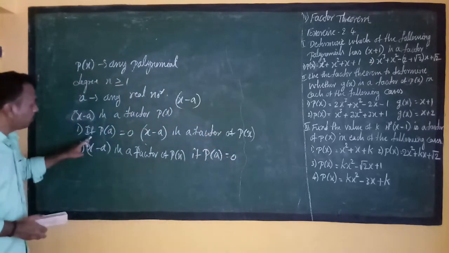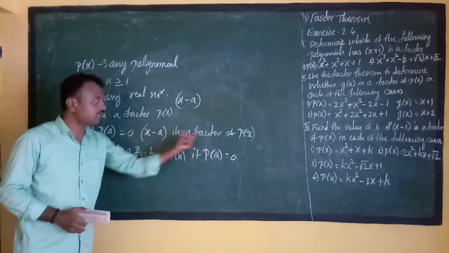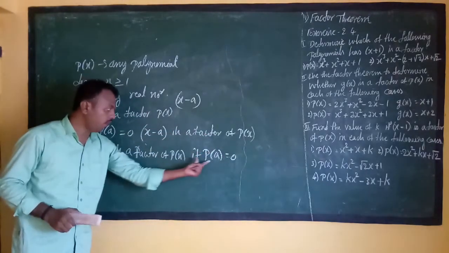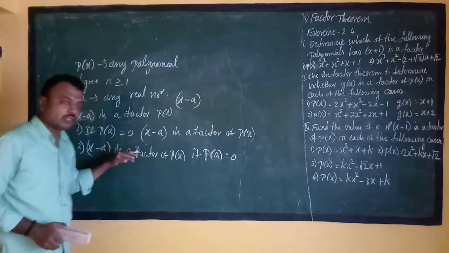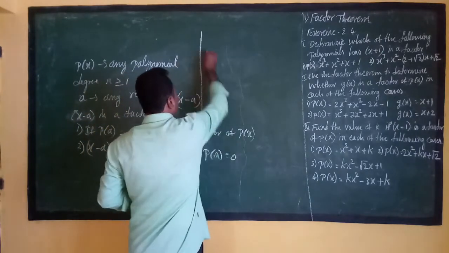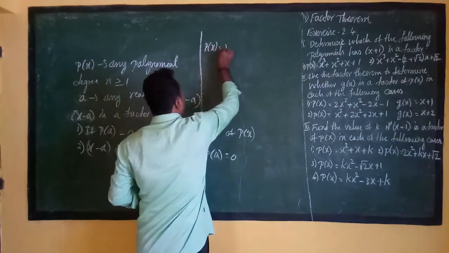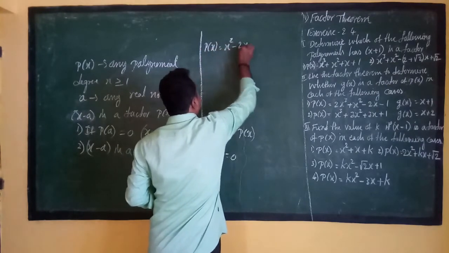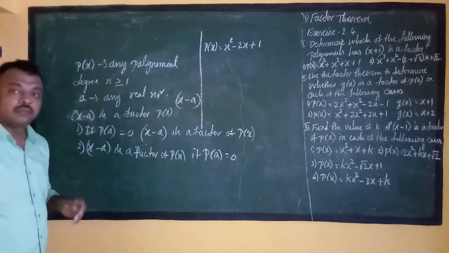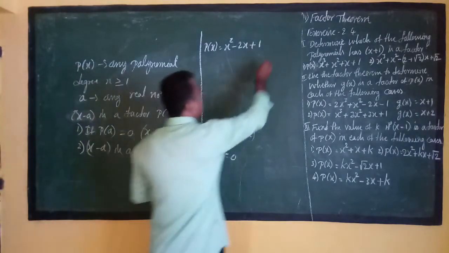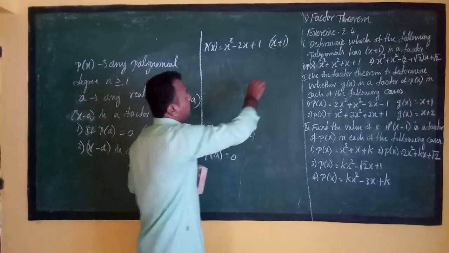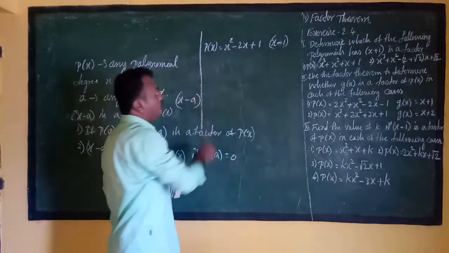So two conditions are there. p of a is equal to 0 when x minus a is a factor of p of x, or x minus a is a factor of p of x if p of a is equal to 0. So vice versa. For example, I will take p of x equal to x square minus 2x plus 1. Here x minus 1 is a factor of p of x.